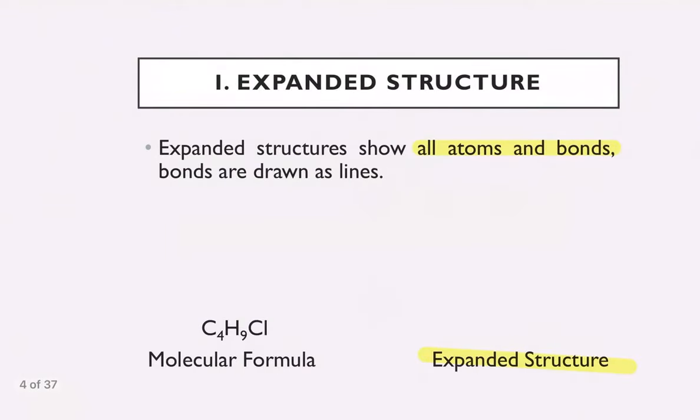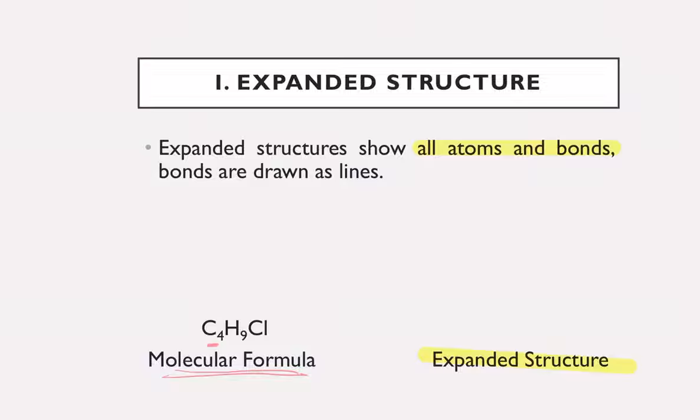Okay. So the first one is expanded structure. Expanded structure, you are going to show all atoms and bonds. Okay, so you have to show all atoms and bonds. So there is nothing hidden in this structure. So here we have our molecular formula. Okay, how many atoms do we really have in a molecule, and then we're going to write the expanded structure.